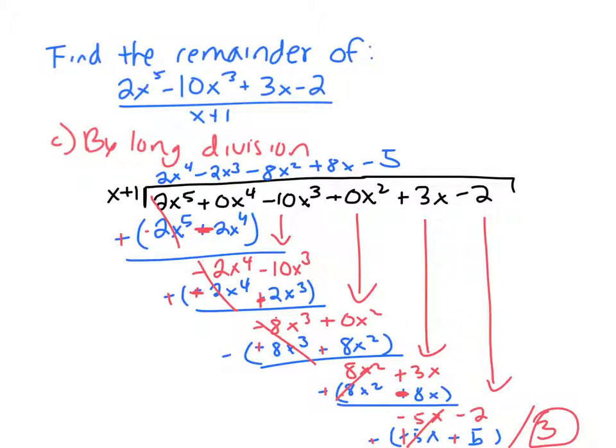So 3 is your remainder, and this is your quotient, which is exactly what you found while using synthetic division. You found it much faster and easier using synthetic division, but you know, this is the same answer.